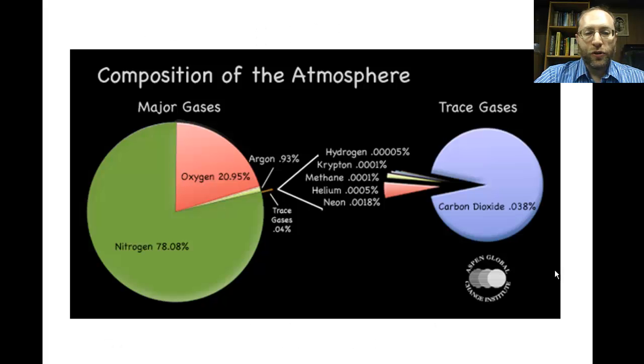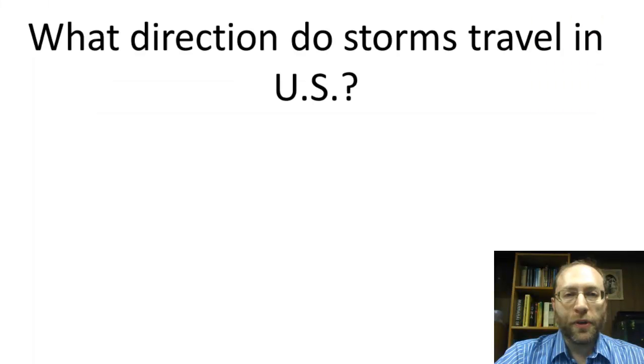Now here we have two pie graphs showing it's mostly nitrogen and oxygen. Of the trace gases, it's mostly carbon dioxide. And you see number 3, which is carbon dioxide, it's 0.038%. Now we're up to the next part, which is the uneven heating is going to answer this question here.